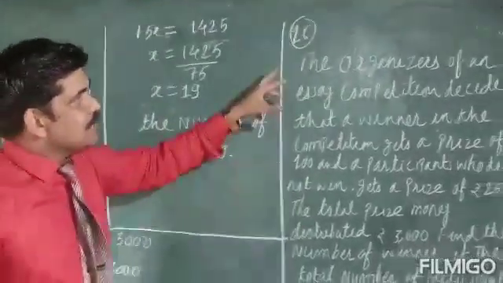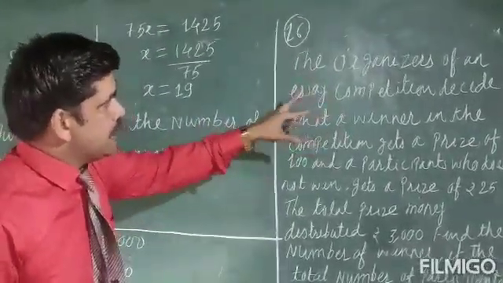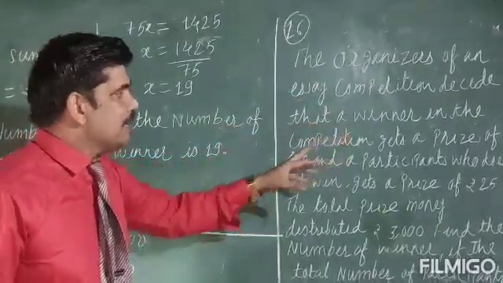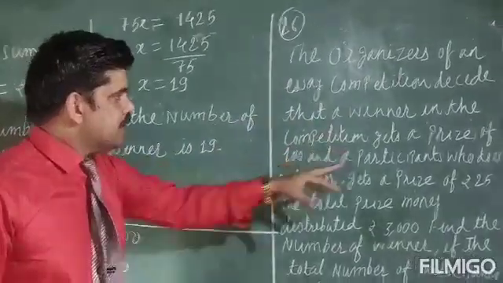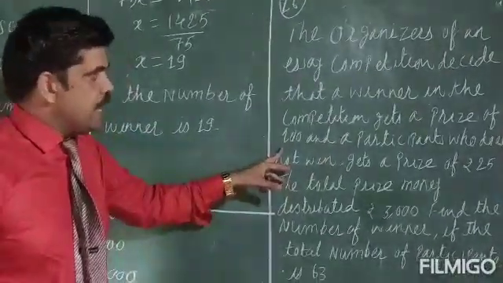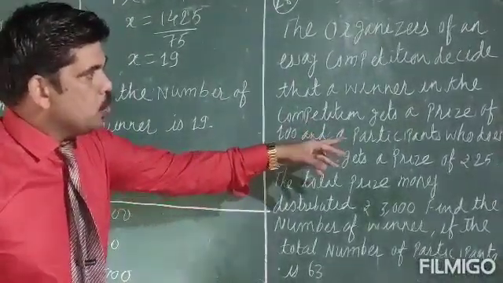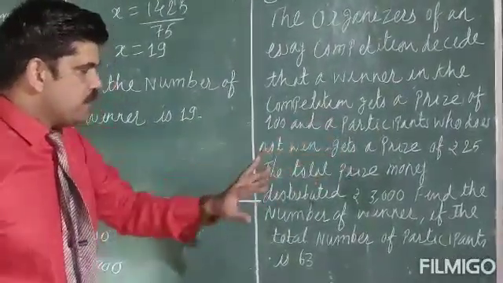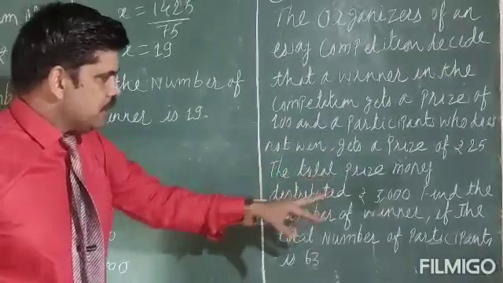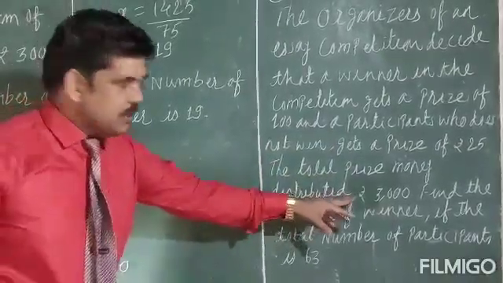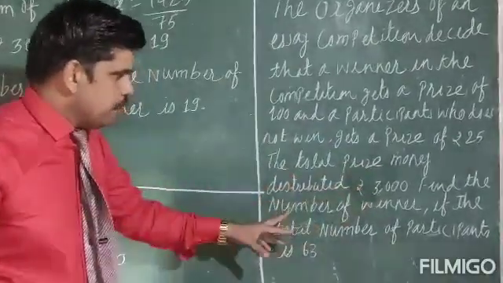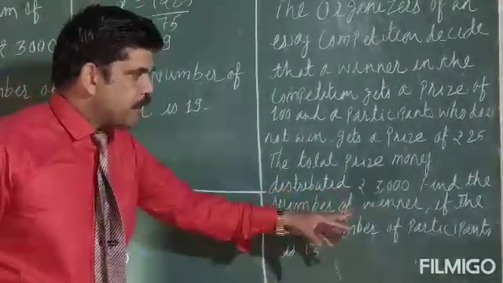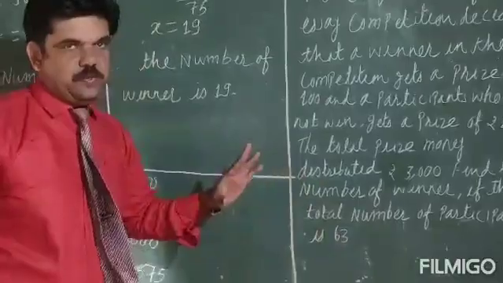Next is question number 16 from exercise 2.2. The question is, the organization of an essay competition decides that a winner in the competition gets a prize of rupees 100 and a participant who does not win gets a prize of rupees 25. The total prize money distributed is rupees 3000. Find the number of winners if the total number of participants is 63.